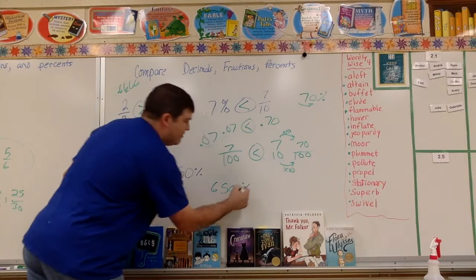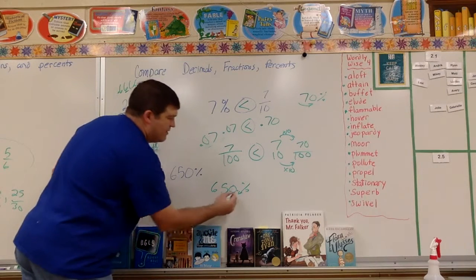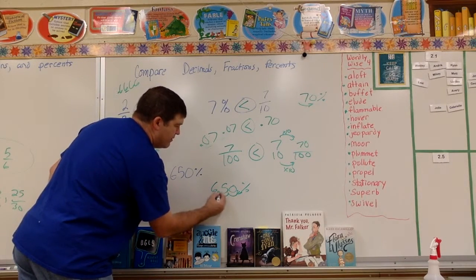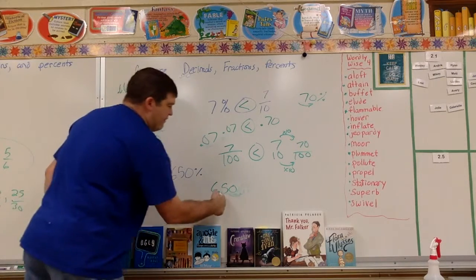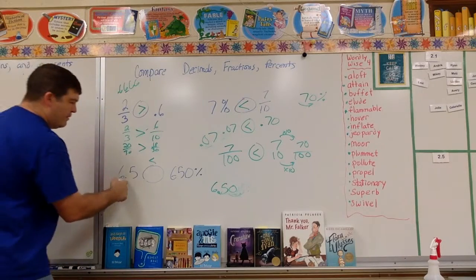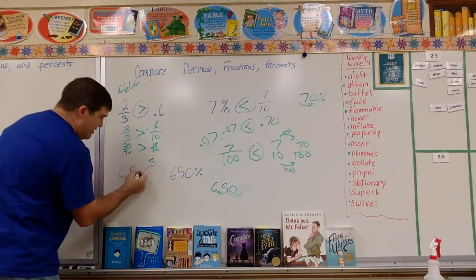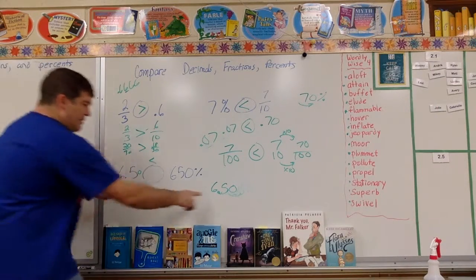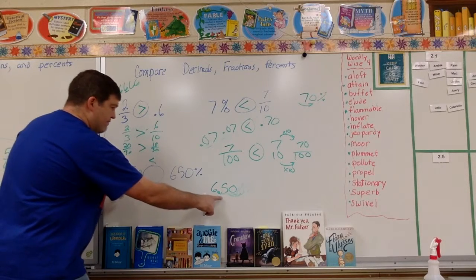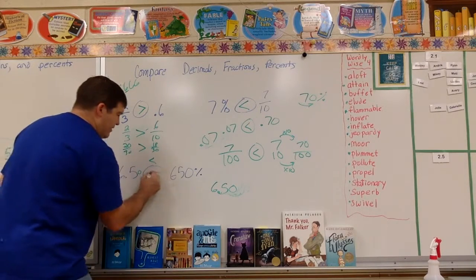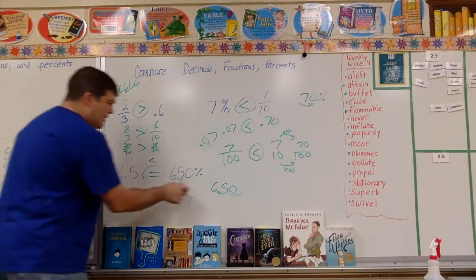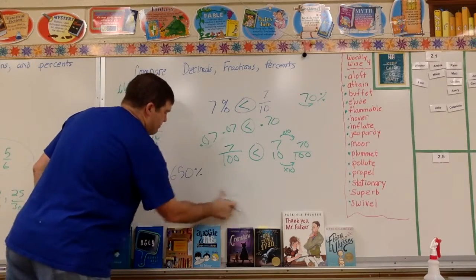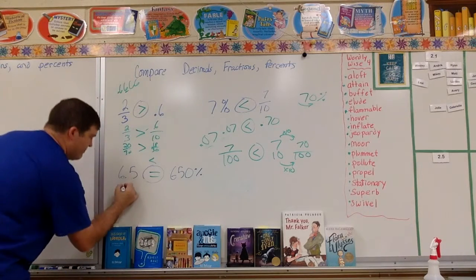650%. To get rid of this, I got to start at the decimal and go 2 over. 1, 2. And then I can get rid of this. Okay. 6.50. 6.5. I could add a 0 right here because I can always do that. 6 is the same. 0.5 is the same. 0 is the same. They're the same.